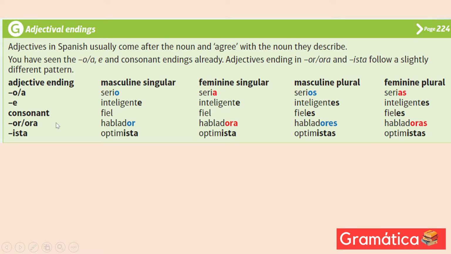Any adjectives ending in a consonant, so these are all letters except for A, E, I, O, U. They stay the same for singular, and then we add ES for masculine and feminine plural. Or "ora", this is what we add if it ends in a D, the adjective, so hablador being chatty or talkative, and optimista, so optimistic or pessimistic. So optimista, optimista, the same for our singular, both genders, and then we add an S if it's plural.